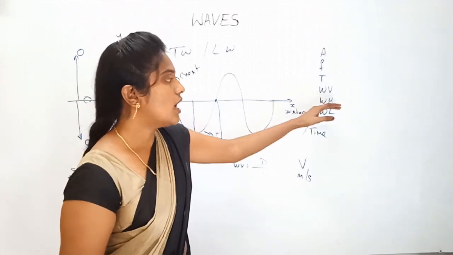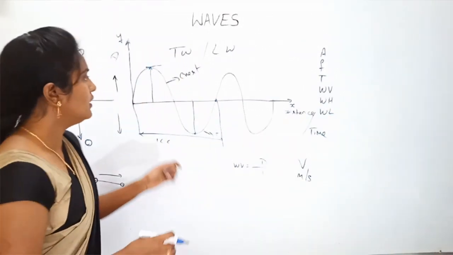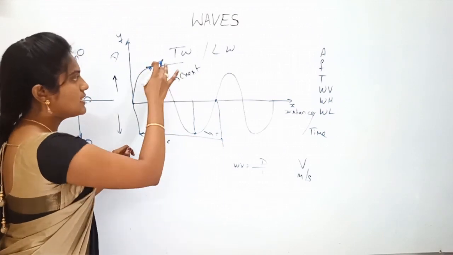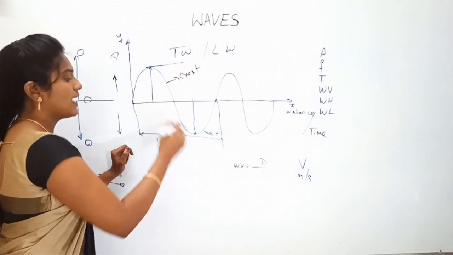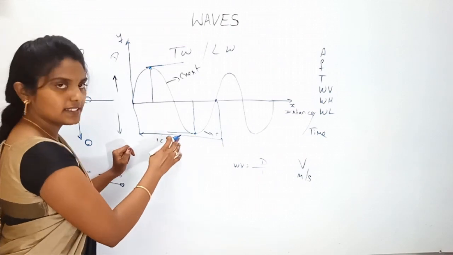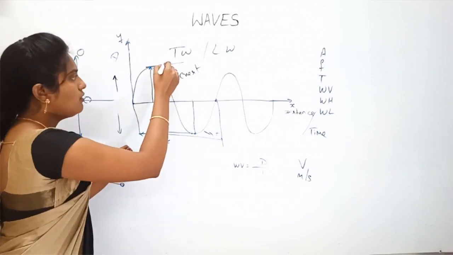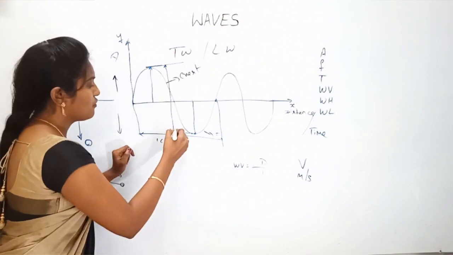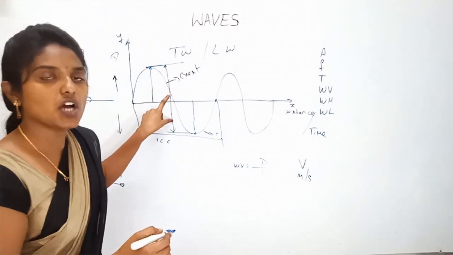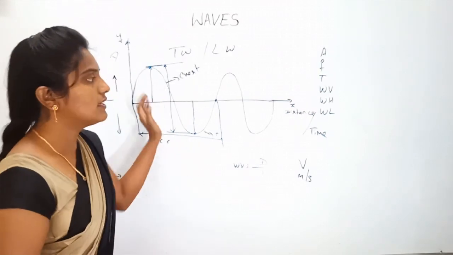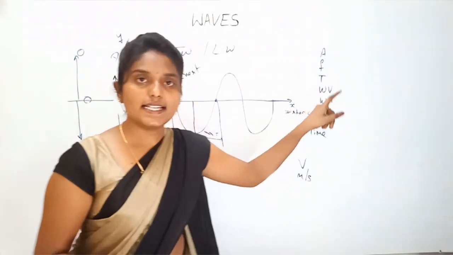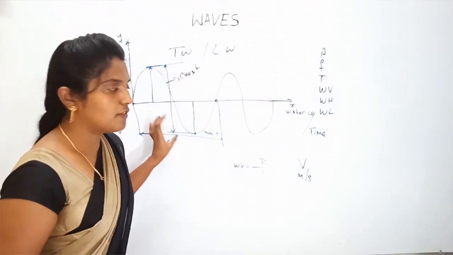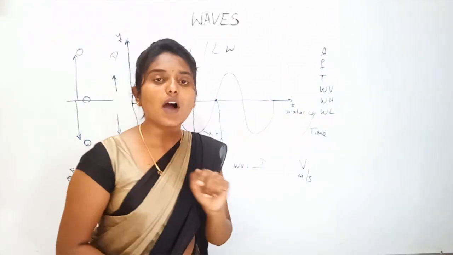Okay, next come to the wave height. Here I said the amplitude. In the waveform, this is the maximum distance in this direction, and this is the maximum distance in this direction. The distance between the crest and the trough is called the wave height. The distance between the wave crest and the wave trough gives the wave height.